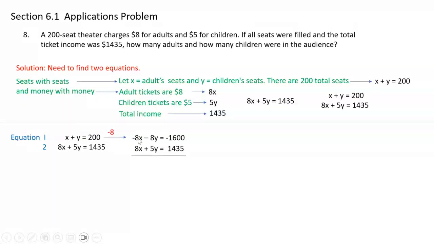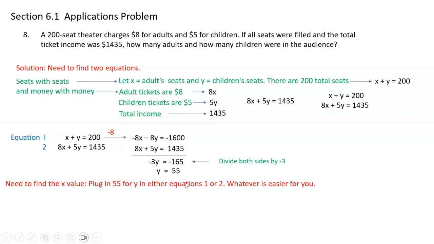Then we get to add them. And if you notice, the x's will be eliminated. So we get -3y equals -165. So we divide both sides by -3, and we get the value for y. y is 55.